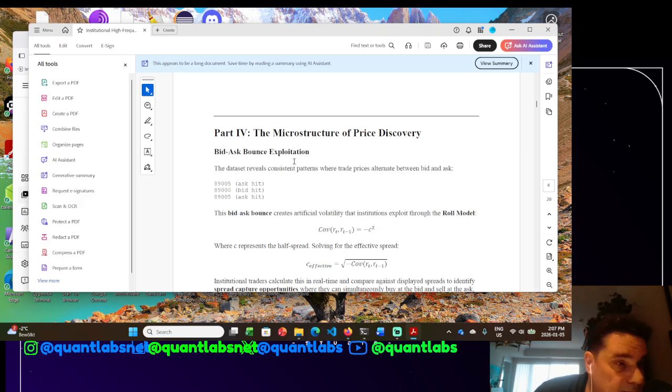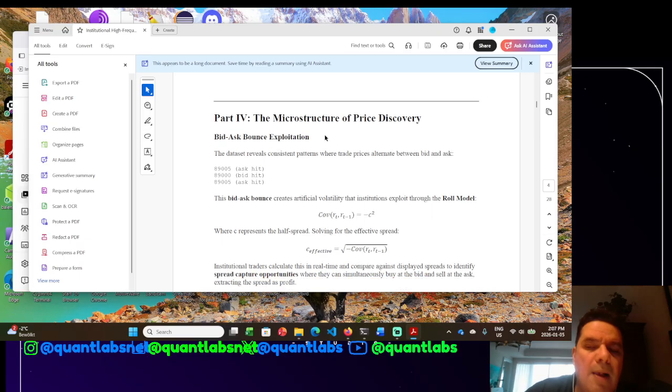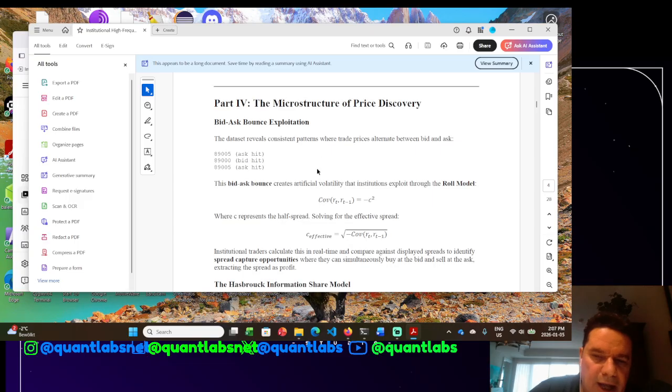This is where the institutional high billion-dollar operators, firms like BlackRock's and whatnot, will participate in the CME and maybe some of the other bigger regulated exchanges, but the big one obviously in the world is going to be the CME. Okay, so here we can look at the microstructure of price discovery.